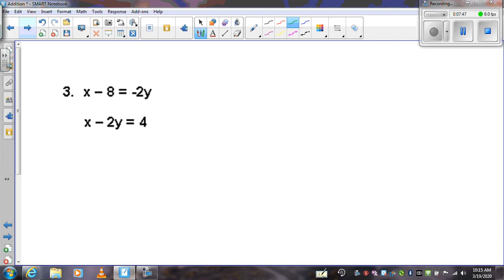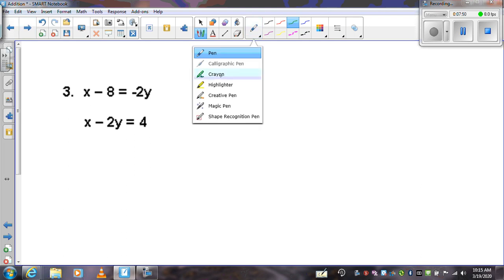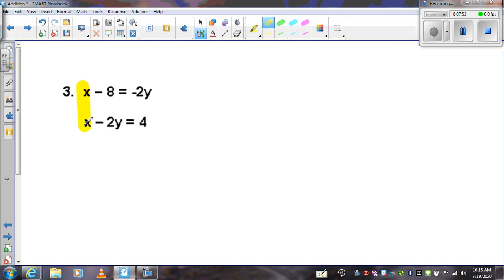Okay, your first step is to make sure that the whole thing is lined up. And when I'm looking at this, I see the x's are lined up, my y's are not lined up. My equal signs are not lined up. So I've got some work to do.